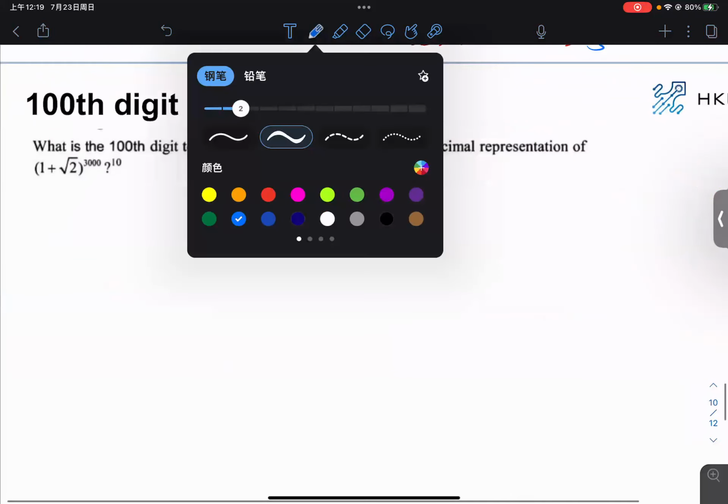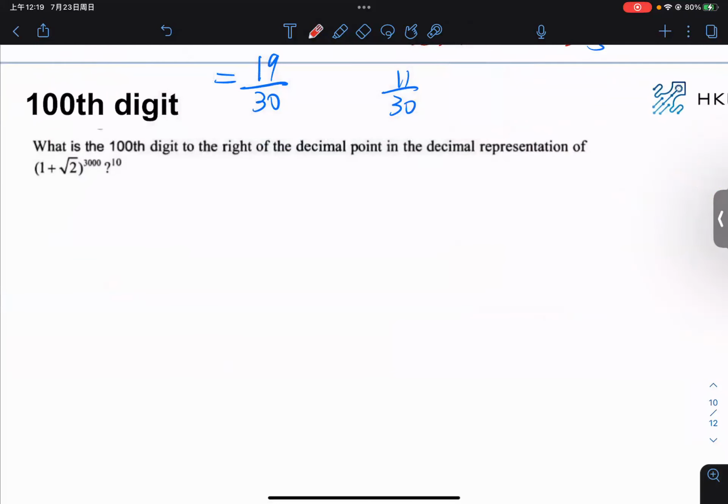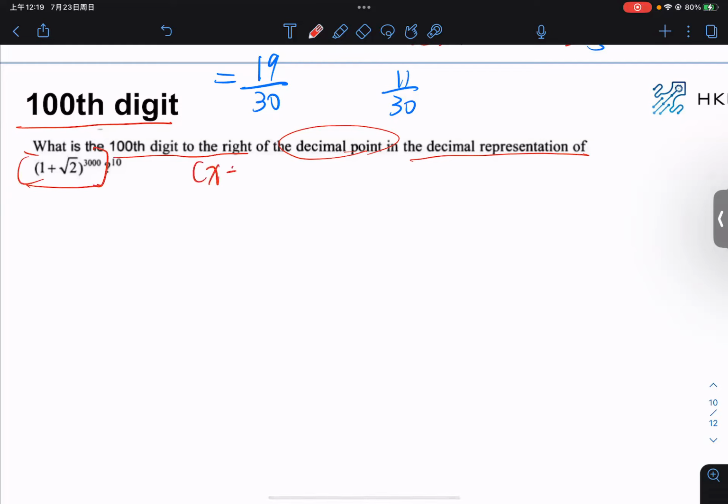And now let's come to our next problem, which I think is a little bit hard. What's the 100th digit to the right of the decimal point in the decimal representation of (1 plus square root 2) to the power of 3000? It seems like a hard question where you cannot get anything from it, right? So what information can we have? Nothing. But what's special is this format. This is the (x plus y) to the n format.